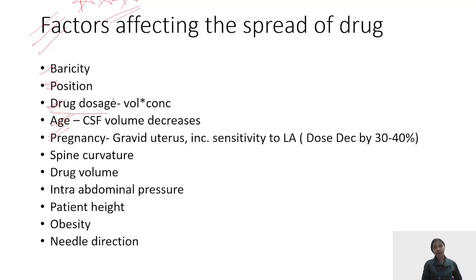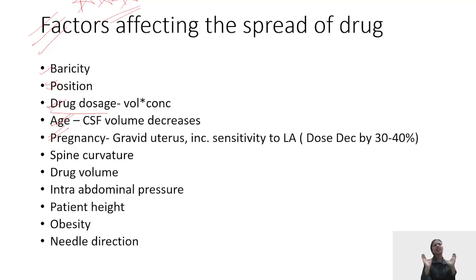Spine curvature. Kyphosis and lordosis can lead to problems when we are giving spinal anesthesia, and the effect can also vary. The drug volume, how much volume of the drug you are giving, 5, 10, 2, 3. The spread matters. Intra-abdominal pressure, obesity, I've already told you, or ascites.